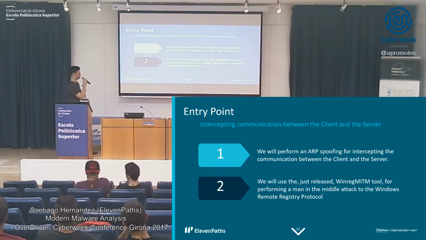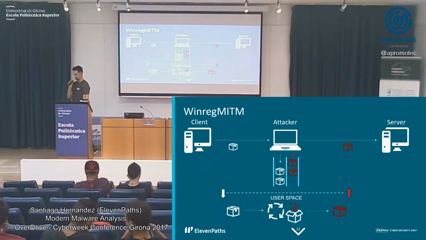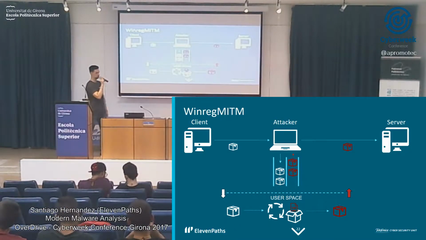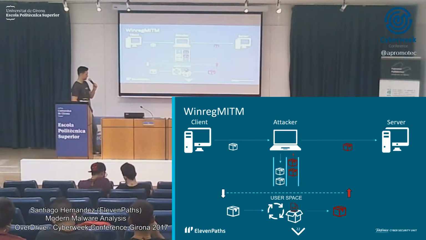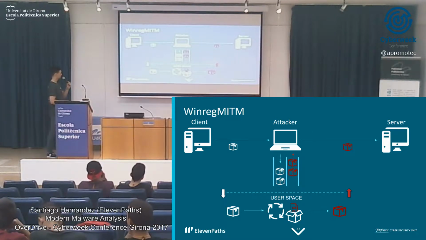All the packets will go through the attacker machine. And after that, we are going to use the WinReg man in the middle for modifying the packets that are passing through us. So just a small point here about how the WinReg man in the middle tool works. That's a tool that will be published this week. I will publish it in my GitHub repository so you can look at it.